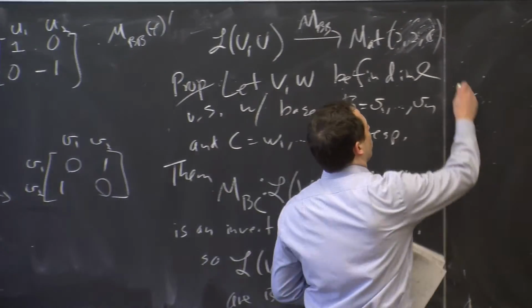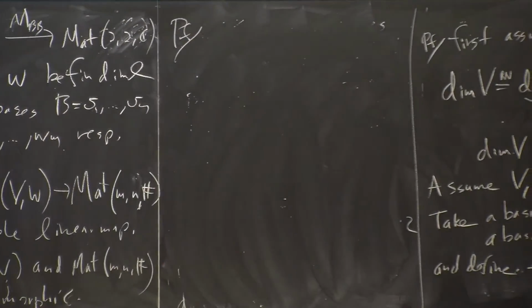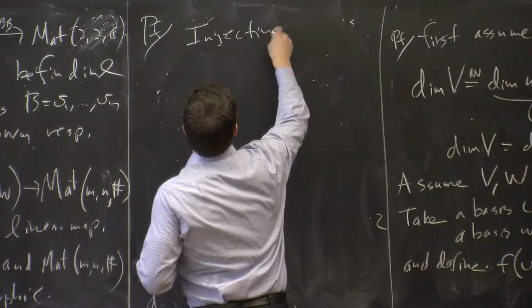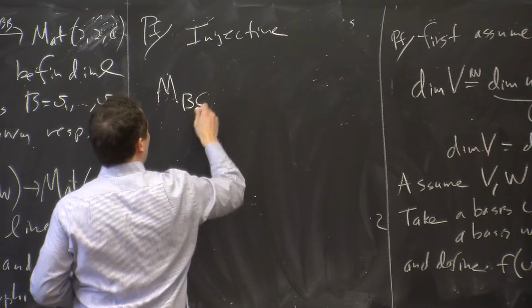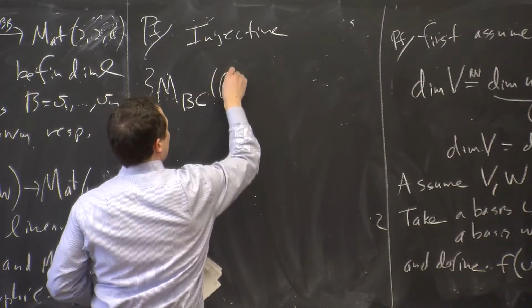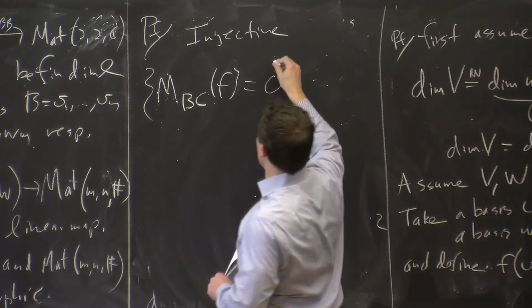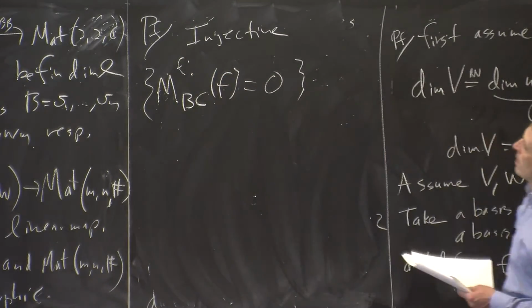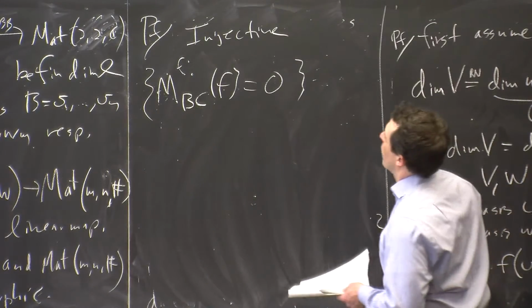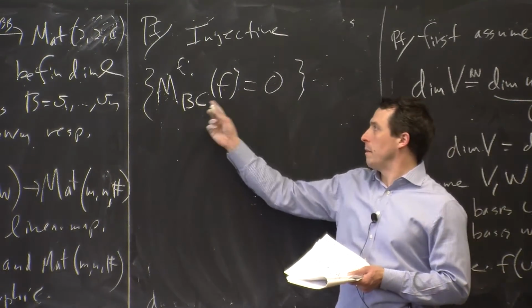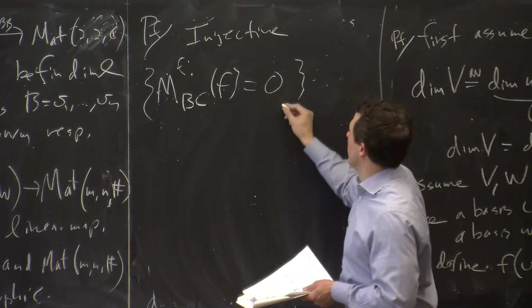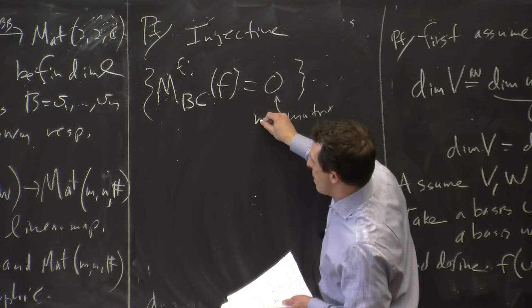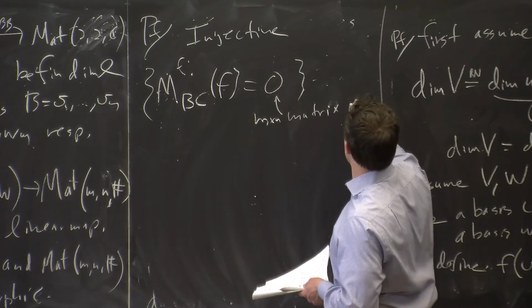So let's at least sketch out a proof of this. Well, first we might like to show that it's injective. That is, we're interested in the null space, the set of linear transformations f such that MBC of f is equal to 0. And the set of all linear transformations which have as their image the zero m by n matrix. That's the m by n matrix of zeros.